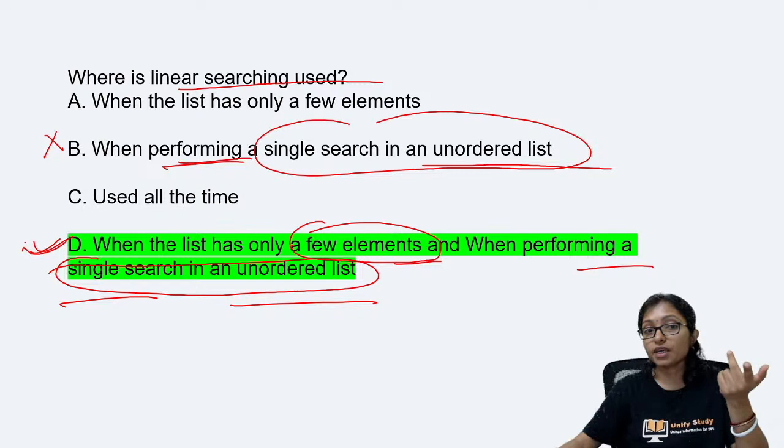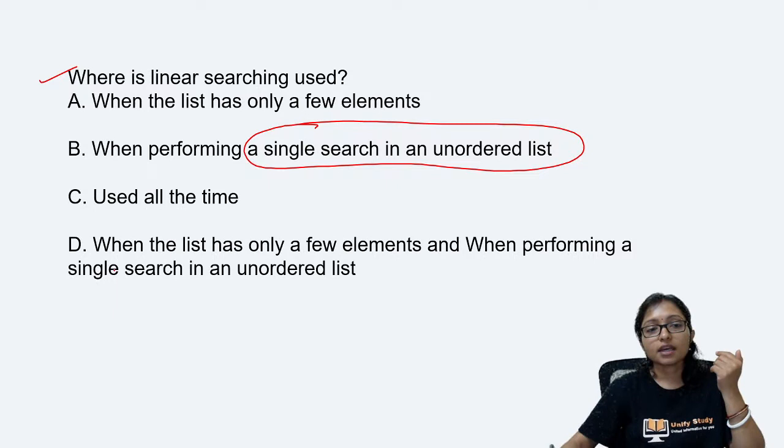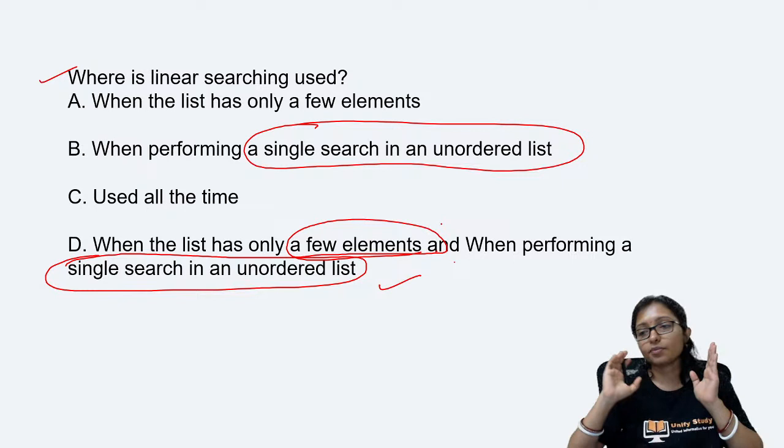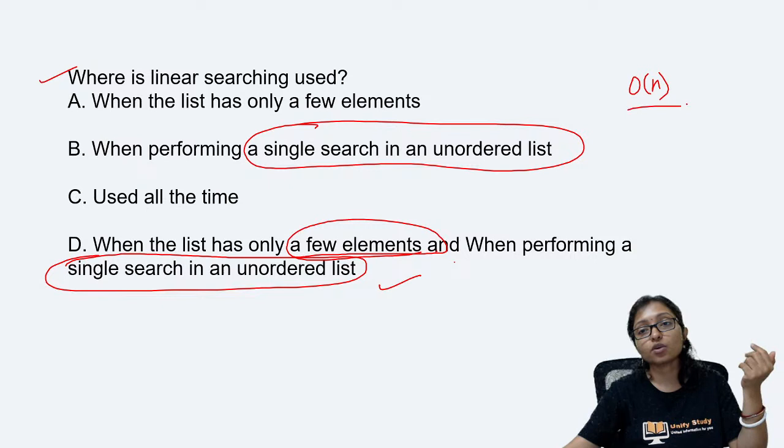B is this one, single search in an unordered list. Here also single search in an unordered list is there, and an extra point is there, that is few elements. So it is combining both. That's why you have to go for this one. Few elements means a very small number of elements. When there are more elements, because it is doing order of n, you are searching everything. So when there are so many elements, you will not go for linear search.